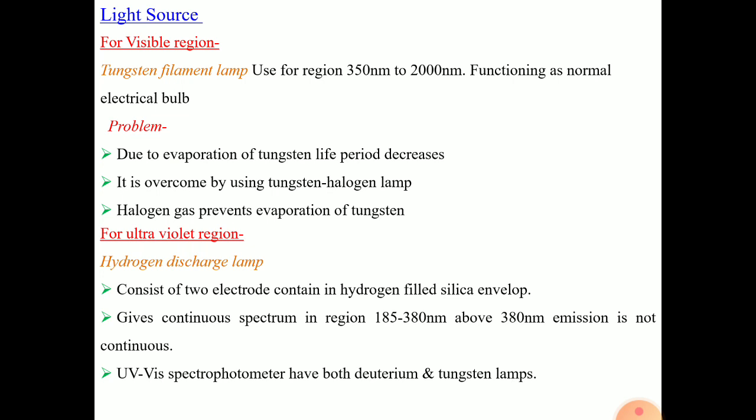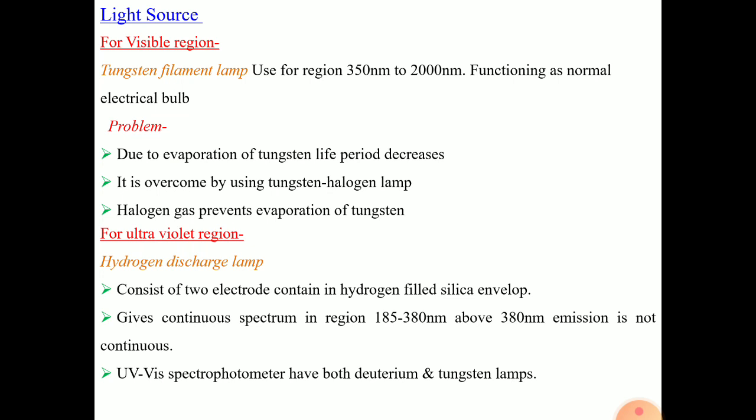And now this is the continuous hydrogen discharge lamp. The hydrogen will be filled with high pressure in that silica envelope, which contains two electrodes. So it will give the wavelength range of 185 to 380 nanometers, nothing but around 200 nanometers to 400 nanometers wavelength light it will be producing.